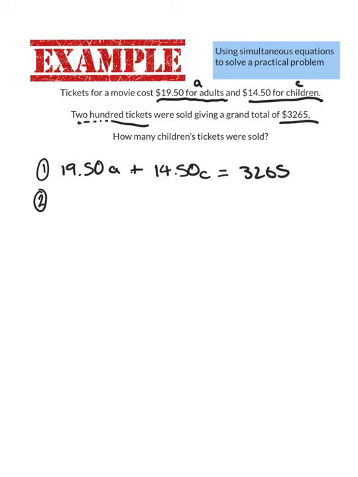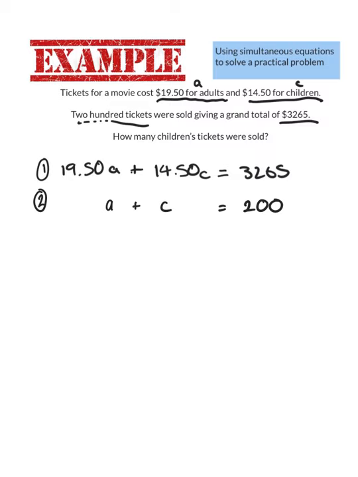Now our second equation, we know that the total number of tickets sold was 200. Right, 200 tickets were sold, and that is the sum of the number of adult and children tickets sold. So there's our second equation. So now that we have the two equations, we now need to rearrange one so that we can substitute one of the variables into the other formula.